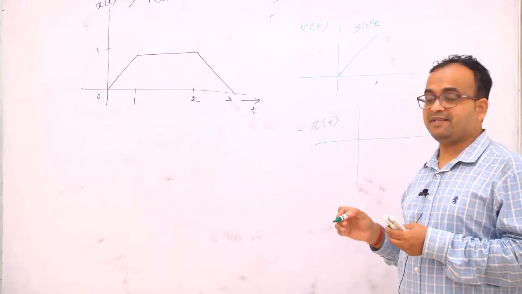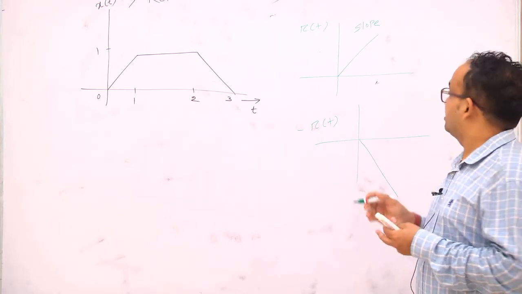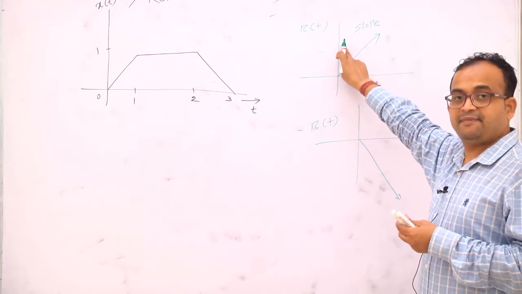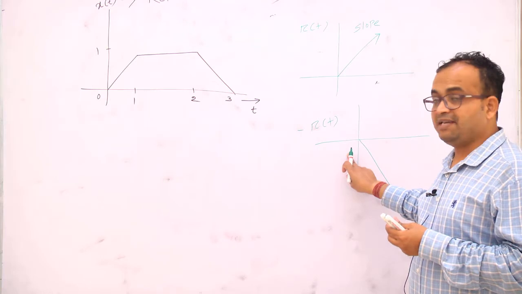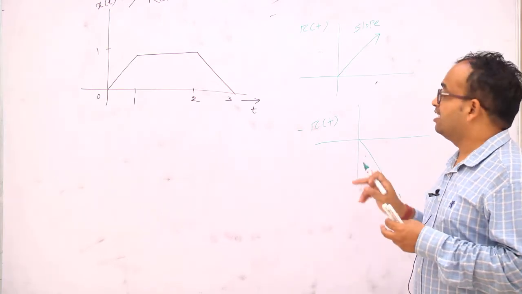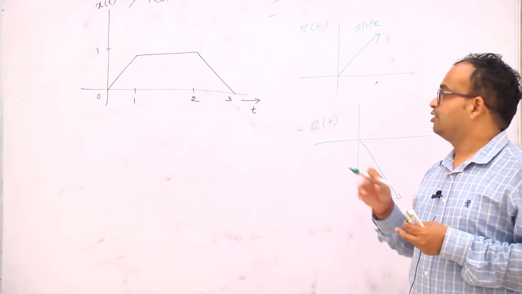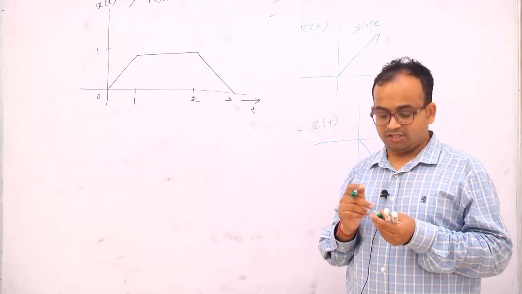Minus r of t means what happens? Slope is minus 1. Signal will be like this. Remember these things? So this is the slope of 1. This is the slope of minus 1 of the ramp signal. Now see what happens. These two concepts are very important to draw the signal by using the ramp.